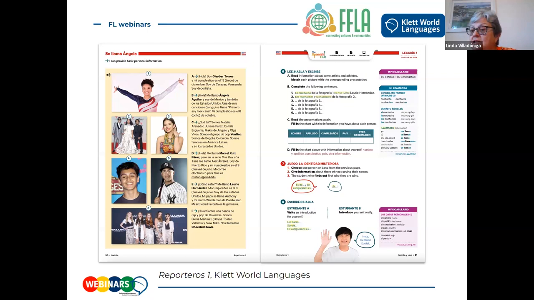But since this is new vocabulary, new grammar, they have given you, Clet has put in reporteros boxes that will help the student decipher what it is they're reading or listening to.